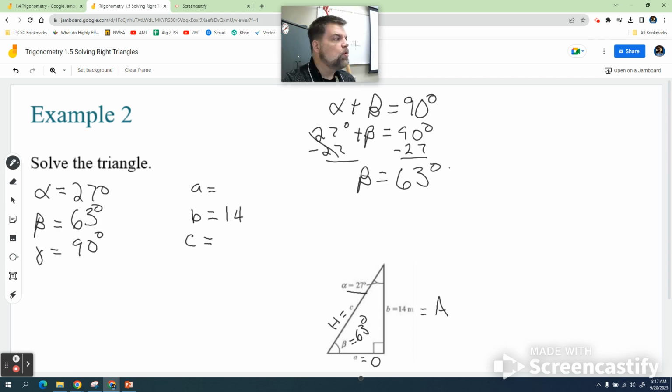So what do you guys want to solve for? Do you want to solve for lowercase a or c? C? All right. So C is the hypotenuse. Well, they've given us A. So I need to remember SOHCAHTOA. This is the hard part for most kids.